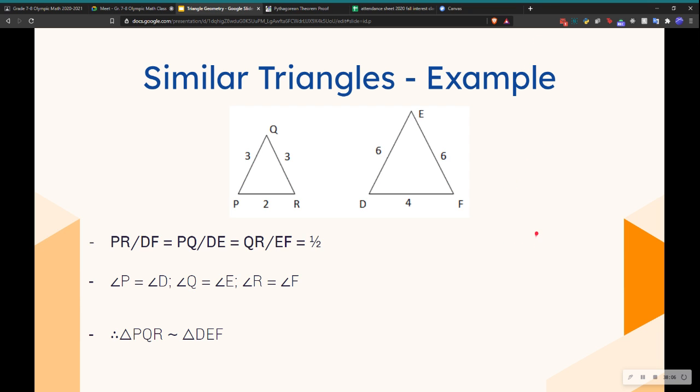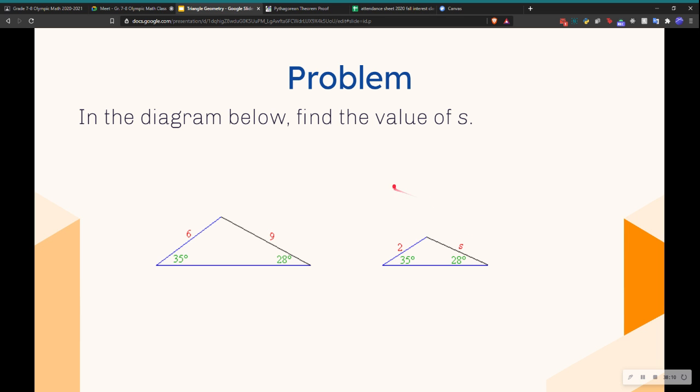Right. If there are no questions, let's go on to a problem then. So in the diagram below, find the value of S. So this side length right here. I'll give you guys a minute to think about it.